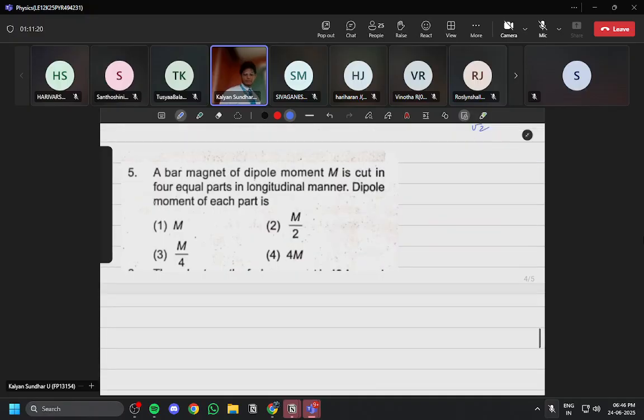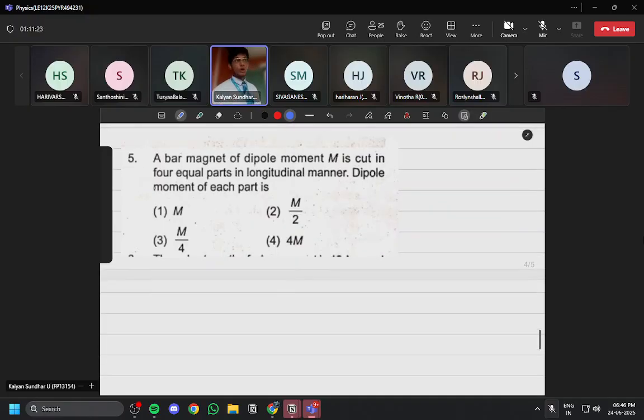A bar magnet of dipole moment M is cut into 4 equal parts in a longitudinal manner. What will be the dipole moment of each part? Longitudinal means we cut it like this, correct? Then the pole strength will also be affected. The pole strength will be divided by how many times? The length remains the same. The pole strength becomes capital M divided by 4 parts. Here the dipole moment is taken as capital M, small m into L. So m by 4 into L, so it will be your m by 4 value.